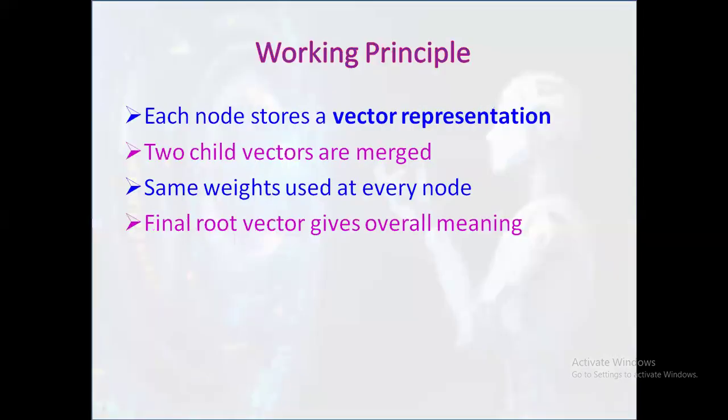The working principle of this recursive network is that each node stores a vector representation, and every node in the tree holds a vector capturing information. Two child vectors are merged. That means vectors from the child nodes are mathematically combined, and the same weights are used at every node. Parameter sharing makes the model efficient, and the final root vector gives the overall meaning. That means the top vector summarizes the whole input.